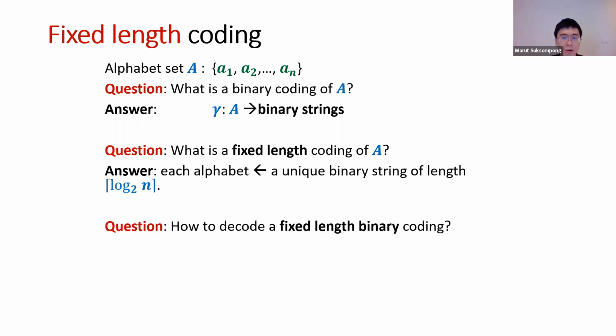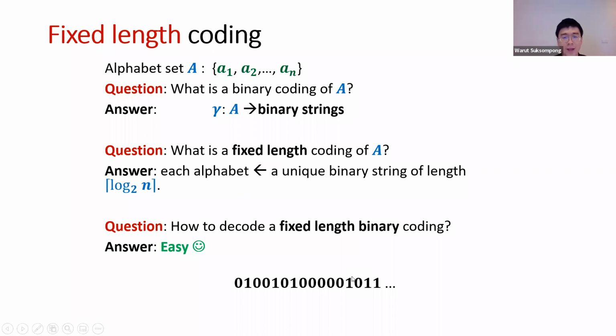And in order to decode this fixed length binary coding, that would be easy. Suppose you have 16 letters, so n equals 16, and then you need 4 bits to encode each letter. Then suppose you have a sequence like this, which is your encoding of the text. How do you decode it?